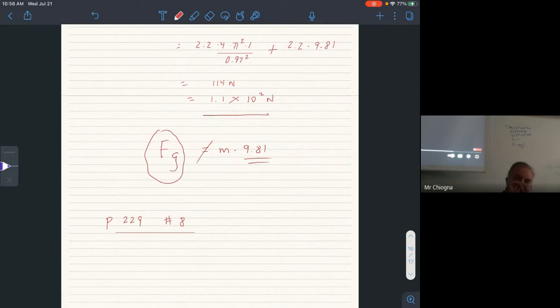Remember, you've got an r squared, so you're going to have to take a square root. You're looking at a fairly large distance, the distance between planets.